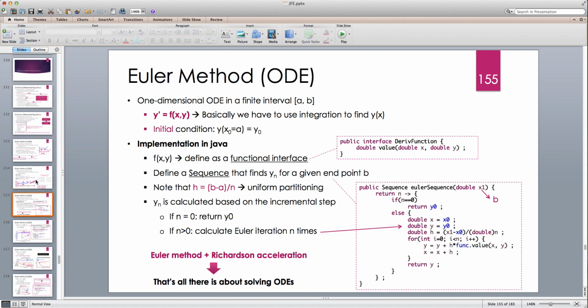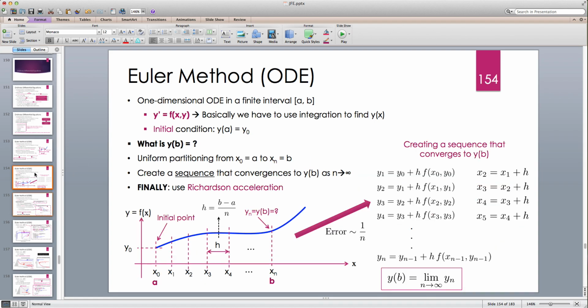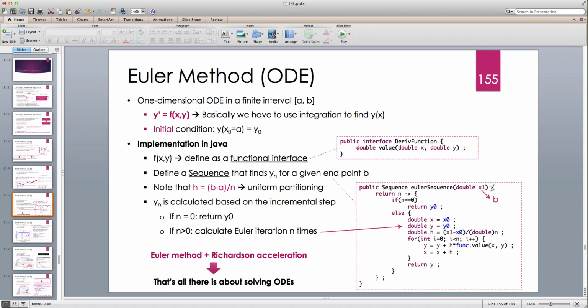And we said that the idea here is that based on the method that we use, let's say here the Euler method, we create a sequence that basically mimics this yn behavior. So we have to specify that we're looking for a value of the function at some point. I call it x1 or b. And then we create a sequence that converges to the value of the solution of the differential equation, i.e. y of b. Given the initial condition x0 and y0, the sequence converges to the value of the function at the point that we're looking for.